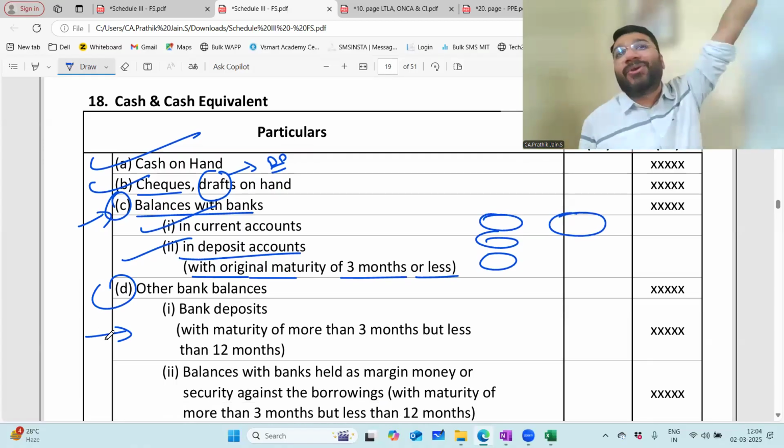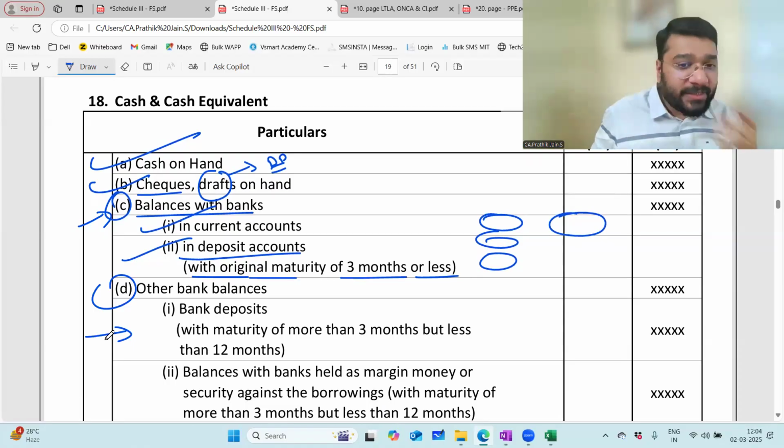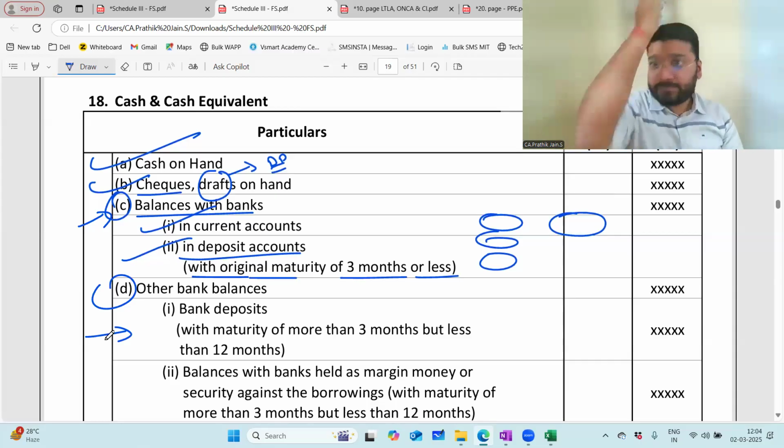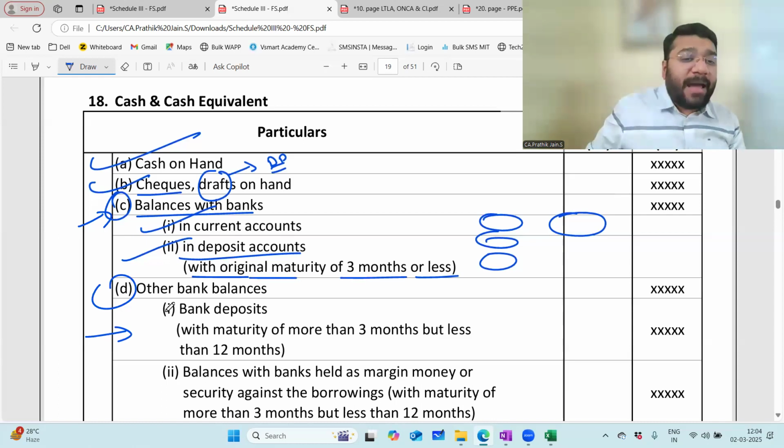More than 12 months will go to your non-current investment. Non-current investment. Am I loud and clear? Online people, am I loud and clear? Yes. Yes, sir.